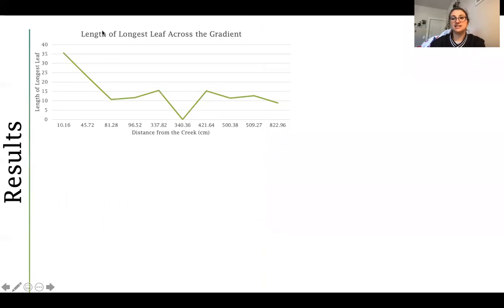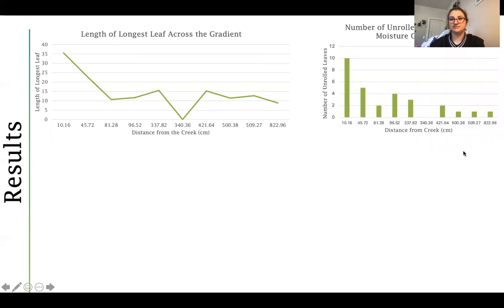So here is the graph of my results. This is the length of the longest leaf across the gradient. As you can see, there's a very stark decrease, but it eventually levels off, minus this one outlier that did not have any fully expanded leaves. So I didn't take any measurements for it.